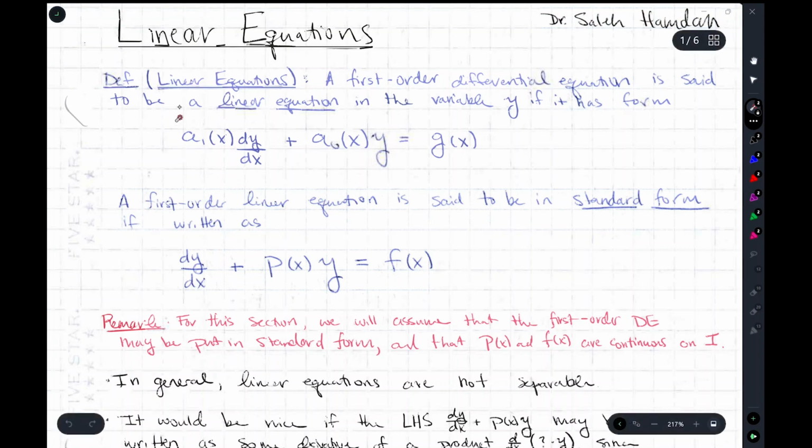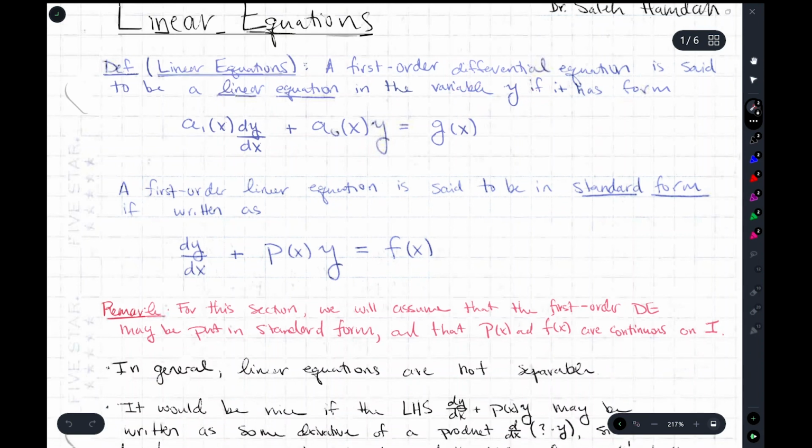So what is a linear equation? A first order differential equation is said to be linear in the variable y if it has the form that we see here. We're only looking at first order differential equations, even though there are higher order differential equations. Here, for this purpose, we'll be using linear for first order differential equations, and specifically, the differential equation has to be linear in y.